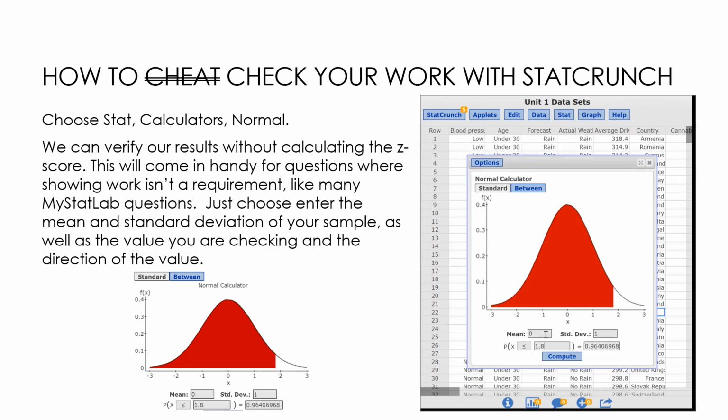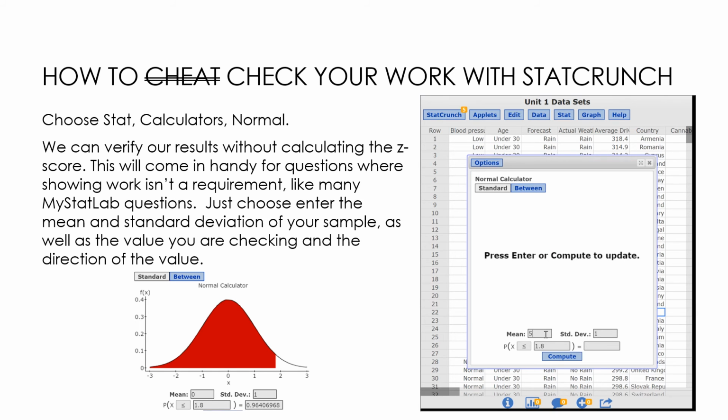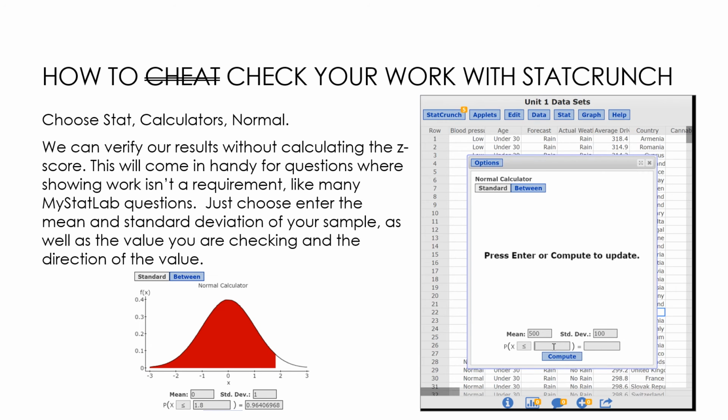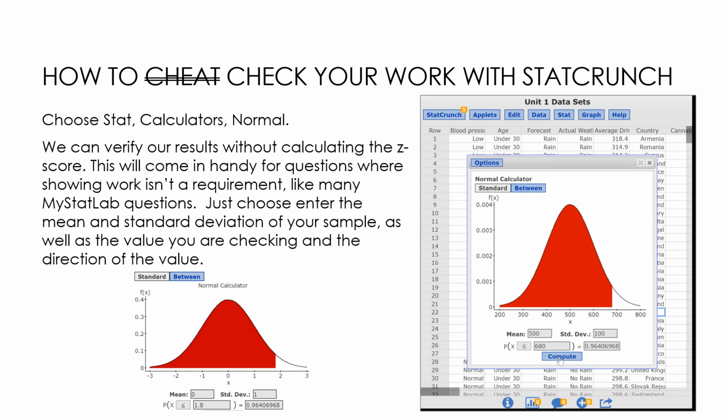However, let's say I want to cheat or check my work using StatCrunch. Well, I can change my mean and my standard deviation to the raw scores given to me in the question. But notice if I then use 1.8, that is not the correct answer because I can't use a z-score unless the mean is 0 and the standard deviation is 1. So here I'm going to actually put in the raw score of 680, and hopefully you notice that that 0.964 and the shaded part of the picture looks the same as what we had when we did all of the work.